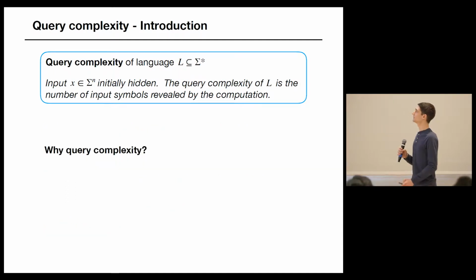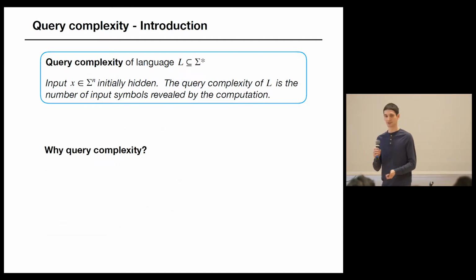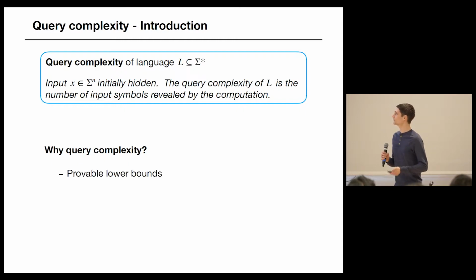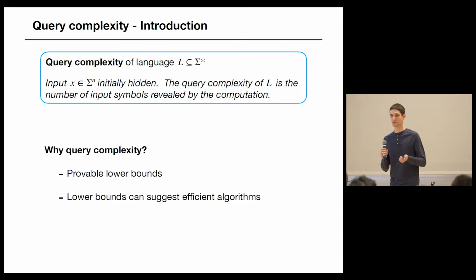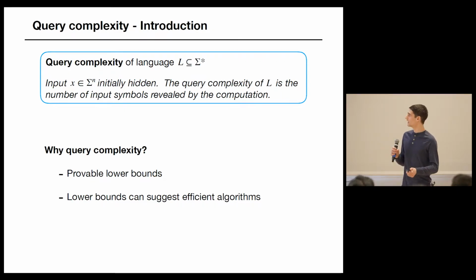Okay, so now that we know what query complexity is, why study query complexity? For one, it gives provable lower bounds. That's great. It's really hard to get those. And on the other hand, these lower bounds aren't totally useless. A lot of times you can actually prove the lower bound before you can prove the corresponding upper bound. And so the lower bounds can actually point you to some very nice algorithms, and that's what's going to happen in this talk.